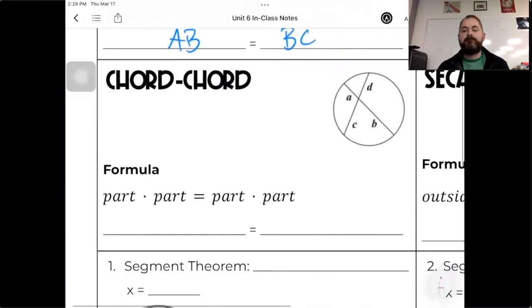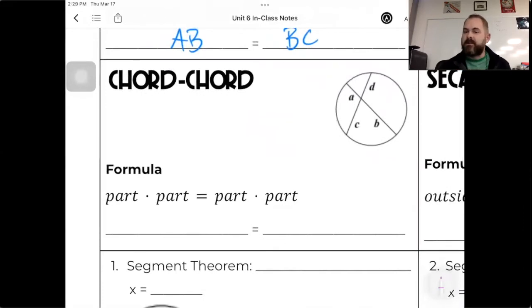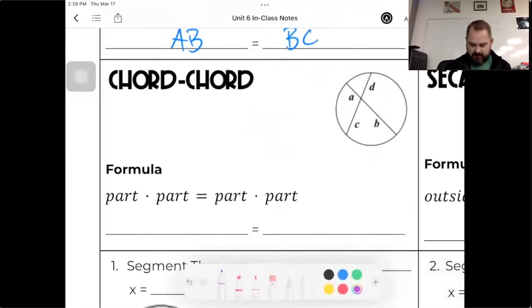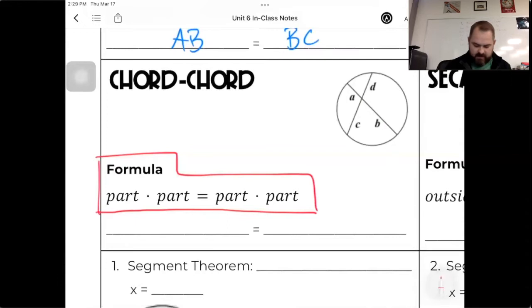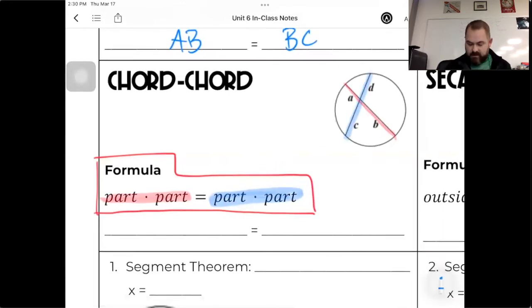As we move on to look at two chords intersecting, this is a little bit different. Our formula for two chords intersecting is part times part equals part times part. The first part times part comes from the two parts of the same chord. And on the other side, the part times part are the two parts of that other chord. So for the first two, that's A times B. The other side of that is C times D.